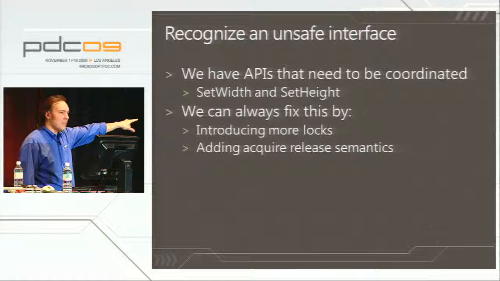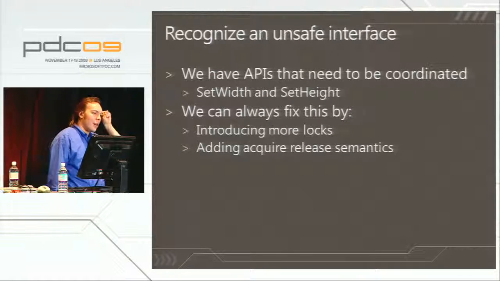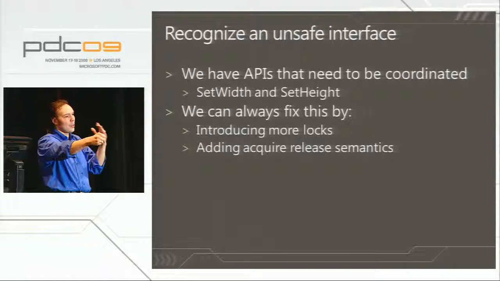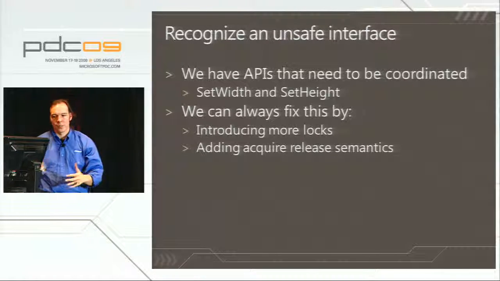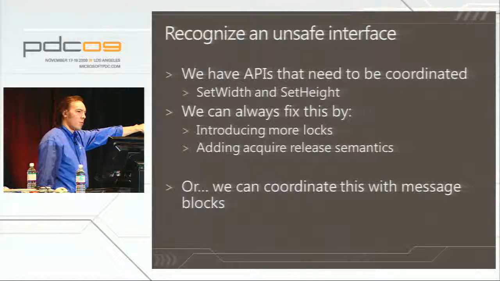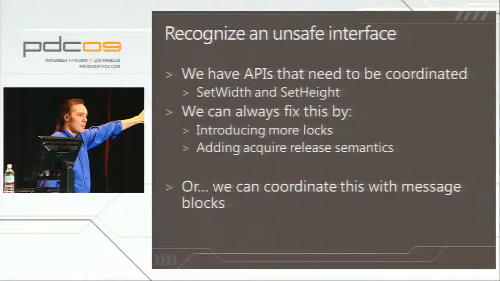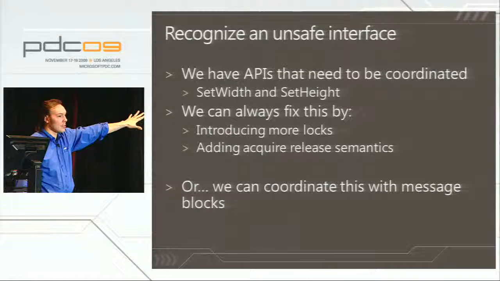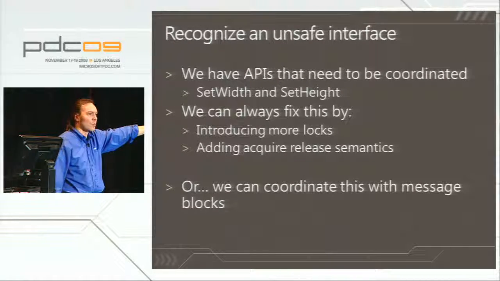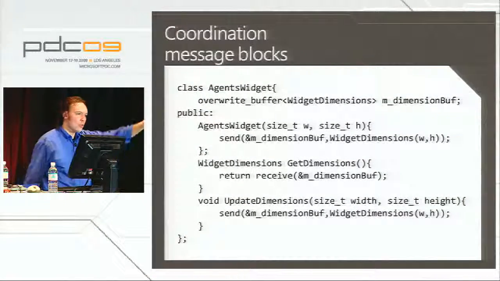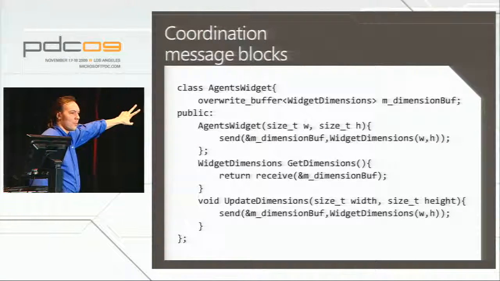We can always fix it by adding more locks and say, all right, I'm going to acquire the global lock for this object and know that I'm going to begin the operations on it and then end the operations on it. Or we can coordinate this with message blocks. There's 2 pieces to this. Message blocks are easy because they're sort of in the box and do this implicitly. You can, of course, do this without message blocks. But the refactoring is twofold. You see 2 pieces of refactorings.